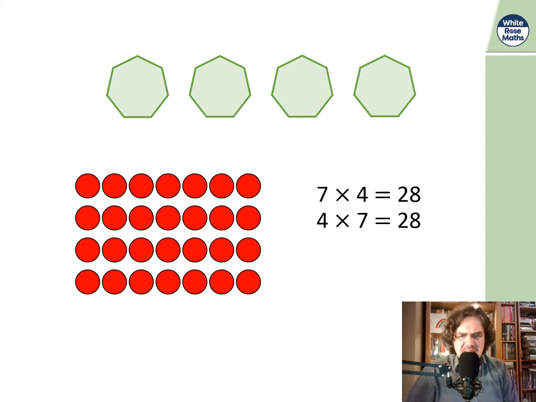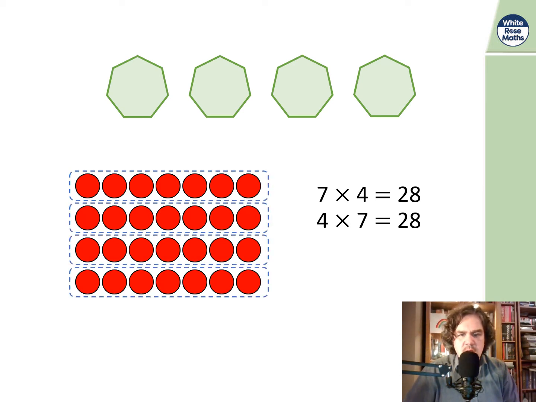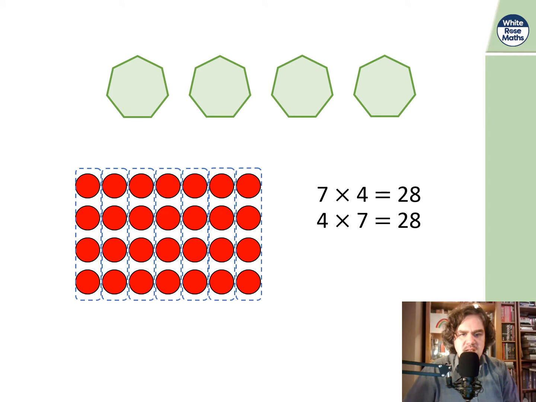What division facts can we derive from this array? So we can say 1 lot of 7, 4 lots of 7. We can say 7 lots of 4. So we could say that 28 divided by 4 is 7, and 28 divided by 7 is 4. Those are all facts we can derive from that array.